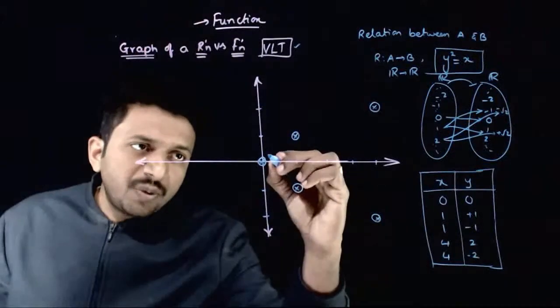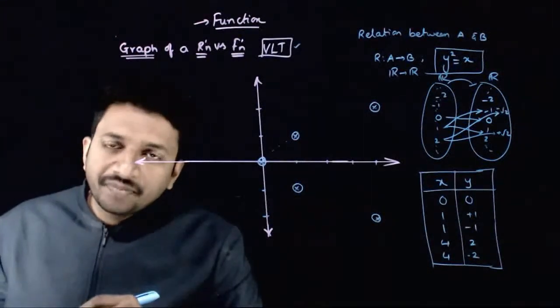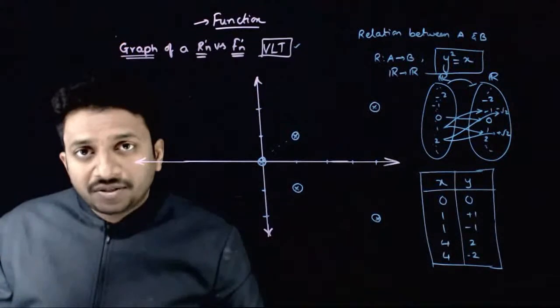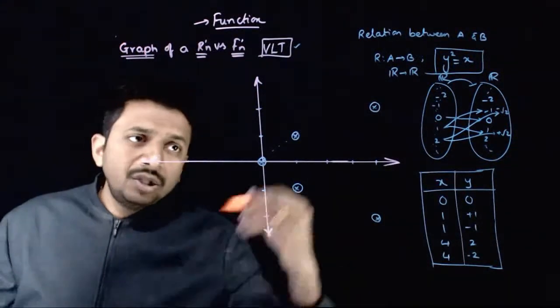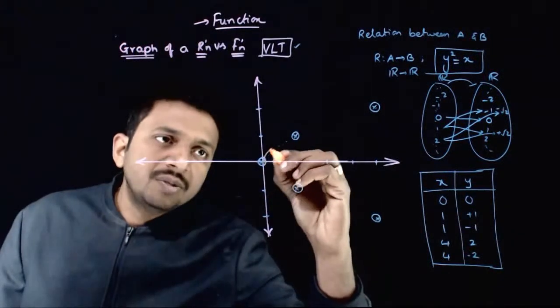And in between these points, you also have some points. But you don't need to plot all the points. You take some sample points on this graph and then join them with a smooth line, smooth curve.